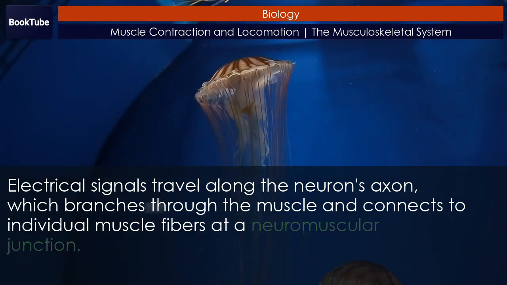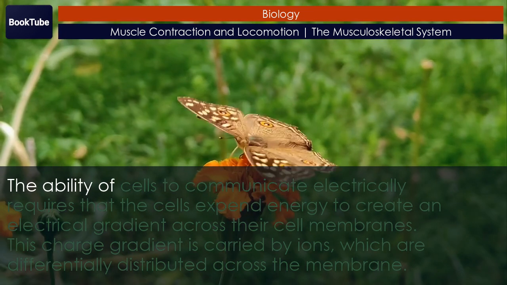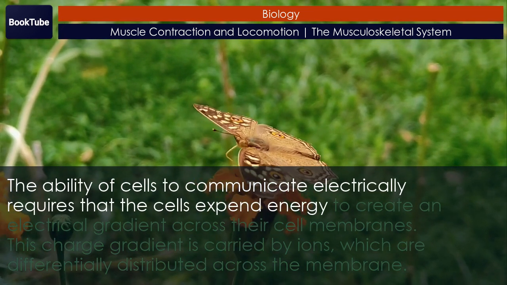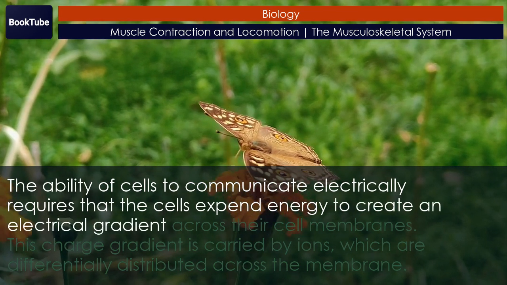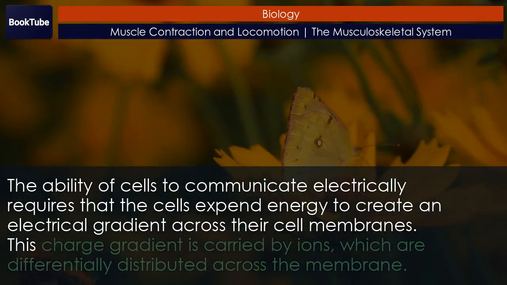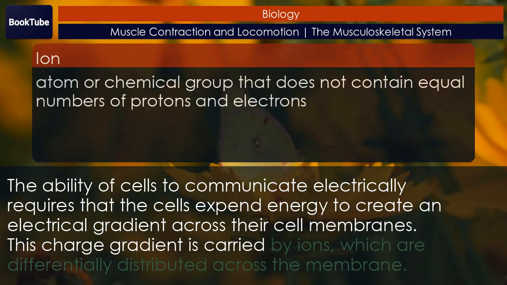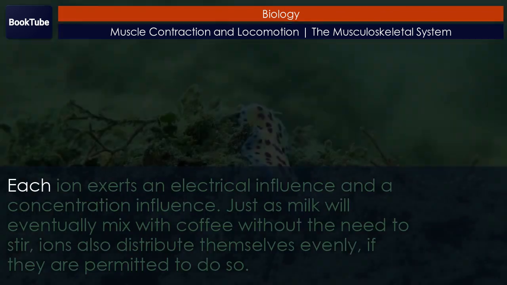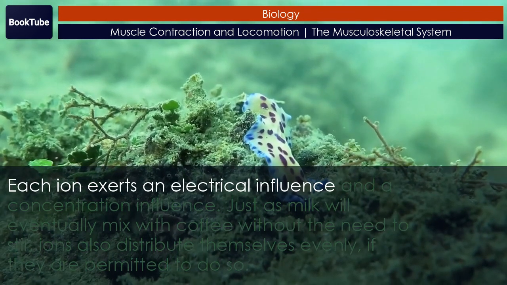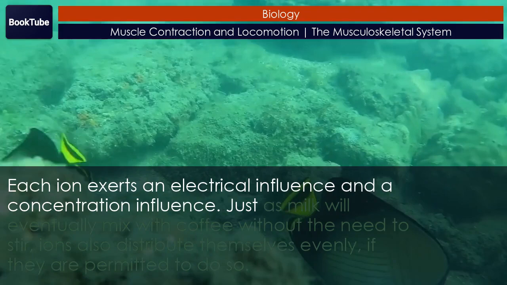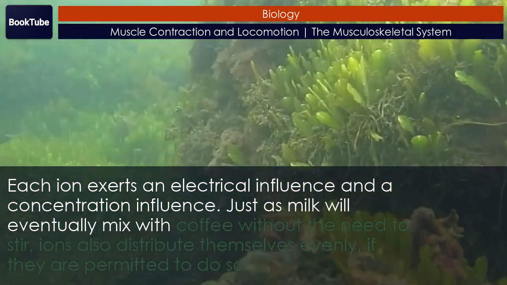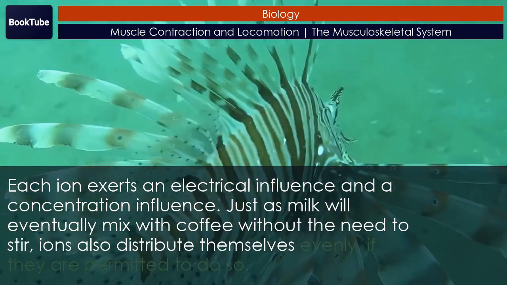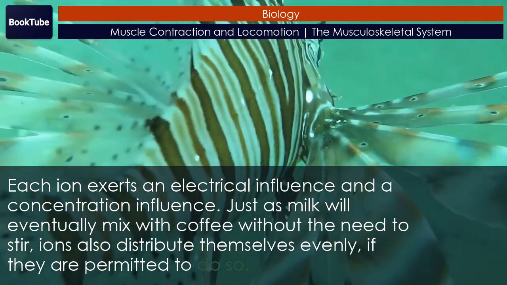neuromuscular junction. The ability of cells to communicate electrically requires that the cells expend energy to create an electrical gradient across their cell membranes. This charge gradient is carried by ions, which are differentially distributed across the membrane. Each ion exerts an electrical influence and a concentration influence. Just as milk will eventually mix with coffee without the need to stir, ions also distribute themselves evenly, if they are permitted to do so.